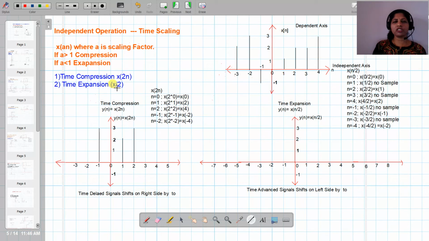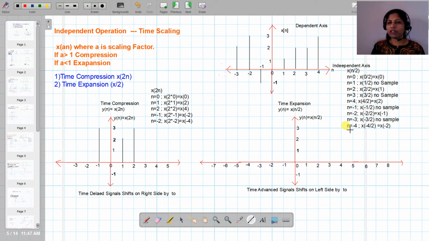Now for example here, x of n by 2 means indirectly the scaling factor is 0.5, which is less than 1. So because of that, which operation do we have to perform here? Expansion. As this is a discrete signal, in a discrete signal the number of samples always has an integer value. Non-integer values we are not considering. Now see how we are solving this.